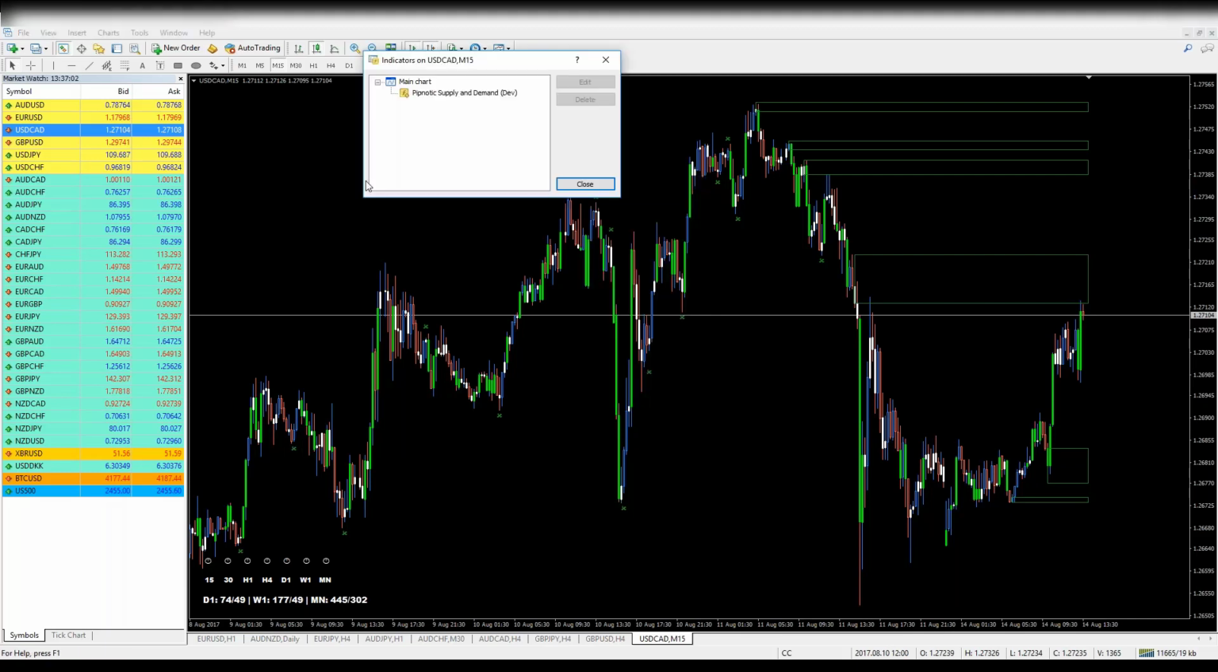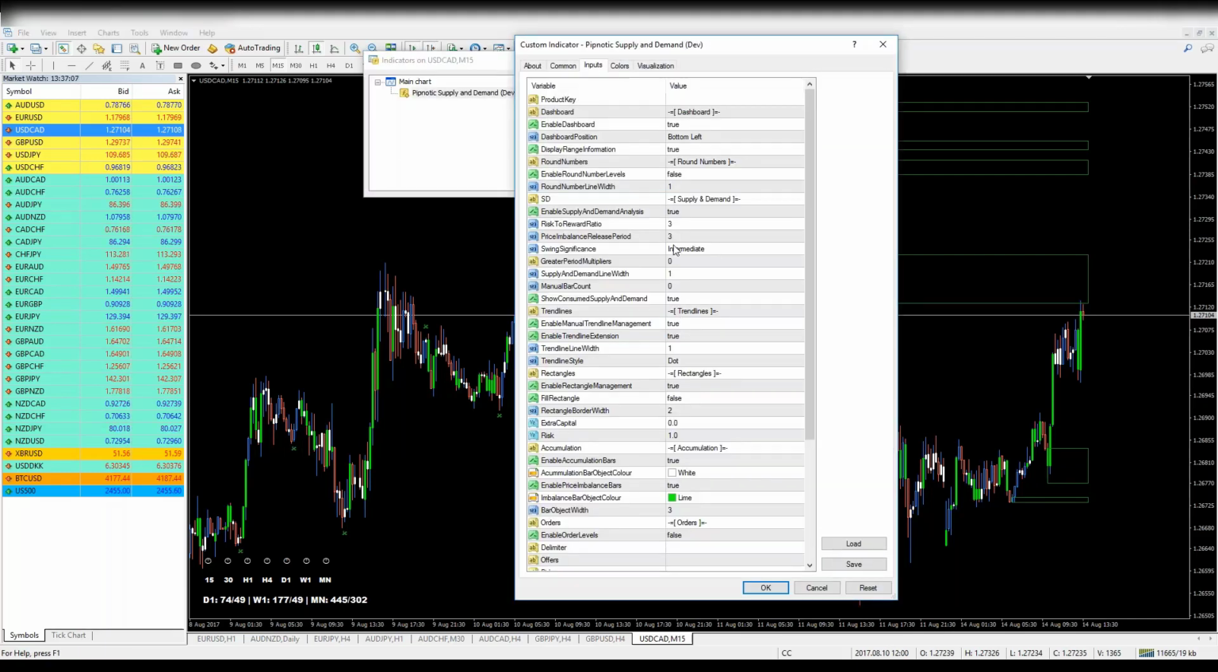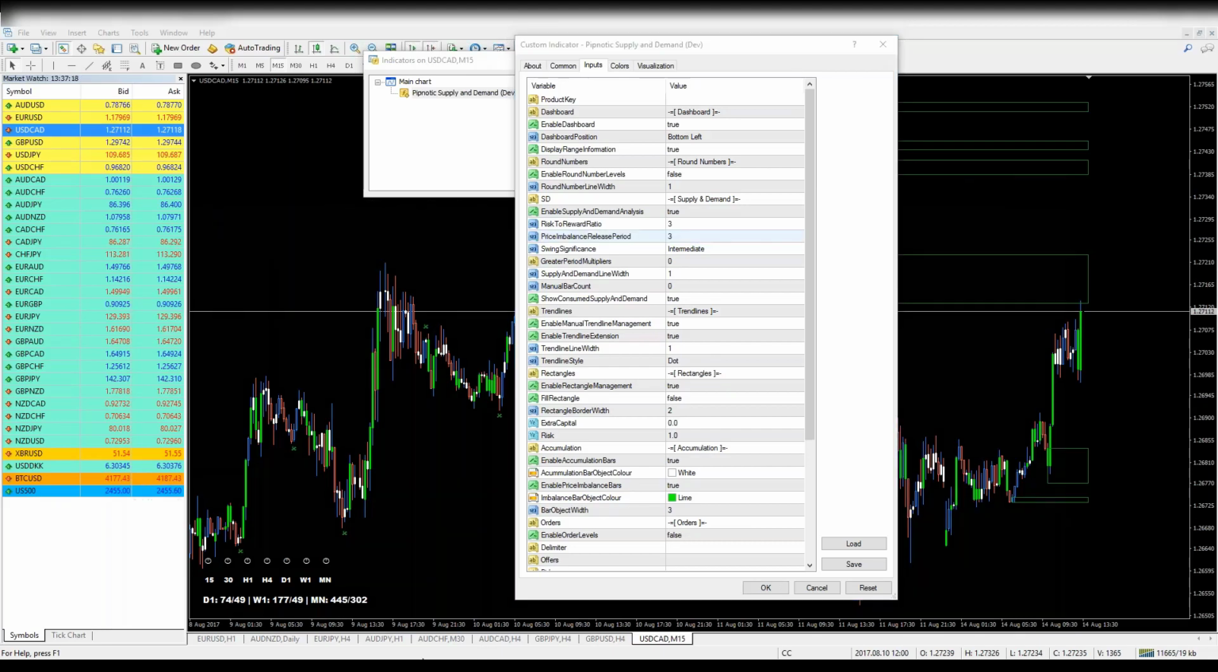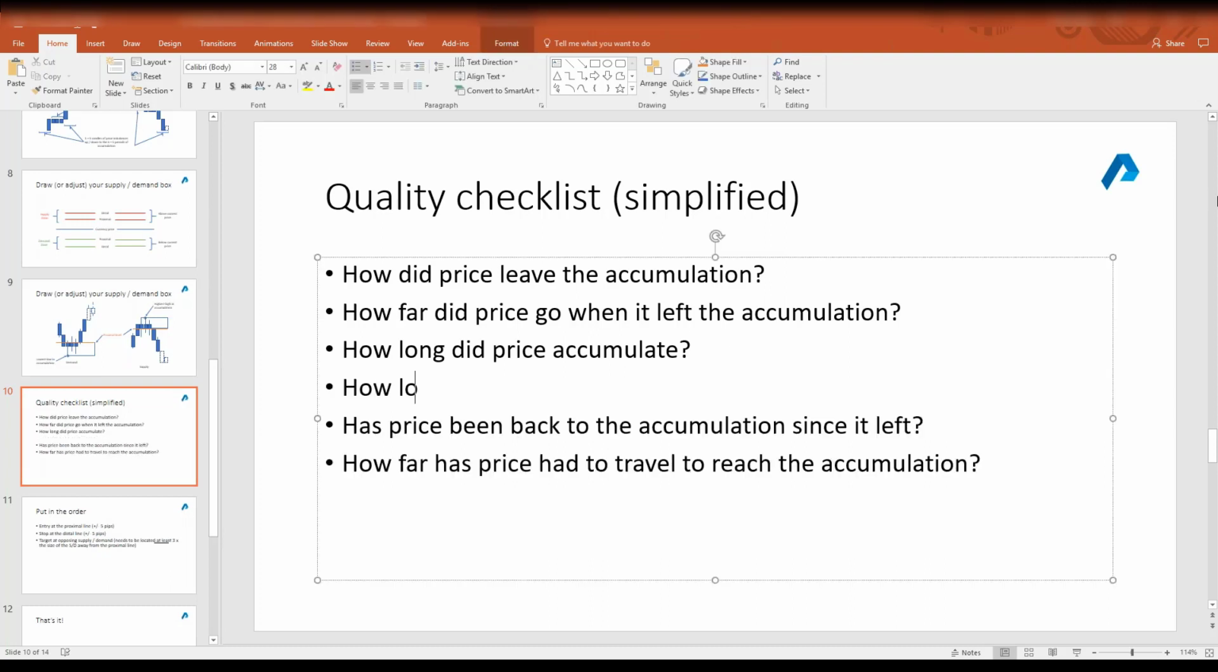And if we look here in this new version, you can see that we're looking for at least 3 times this area of supply and demand for price to move within 3 periods. This is also on the checklist. So if we go here and see how long did price accumulate? We could also add this one here: how long did it take for price to move the distance?